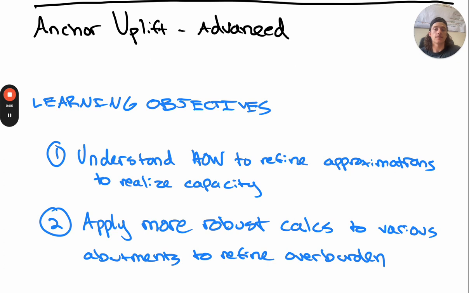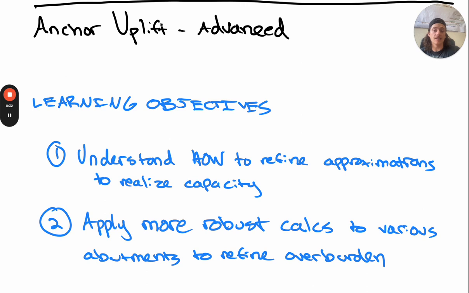The learning objectives for this section on anchor uplift, specifically on the advanced analysis of anchor uplift, is to first understand how to refine our approximations from the basic course to realize more uplift capacity, and second, to apply more robust calculations to various bridge abutments in order to calculate a refined overburden value.